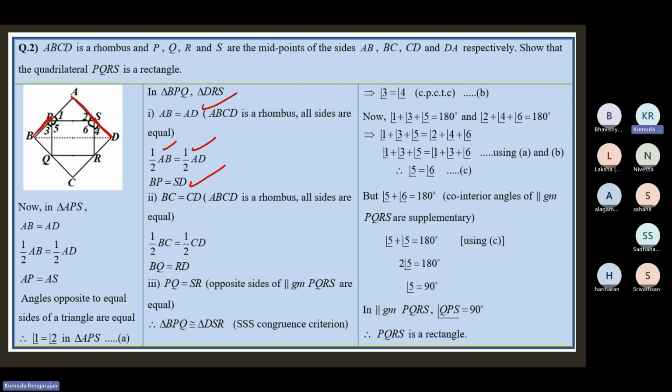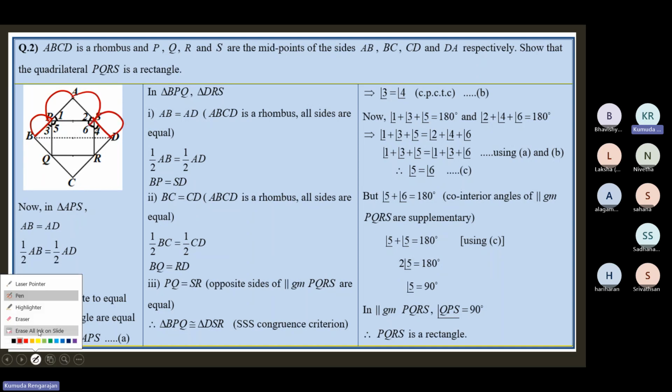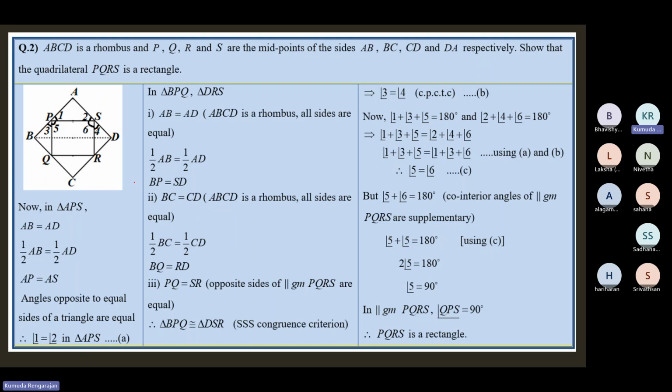So you start with AB equal to AD, and then half of AB equals half of AD, and so BP equals DS, because P, Q, R, S are the midpoints. Because P is the midpoint, half of AB is BP or AP, and half of AD is AS or DS. You can write whichever is suitable for that situation. So like this, we have BP equal to DS in these two triangles.